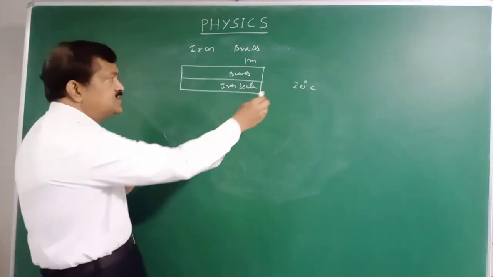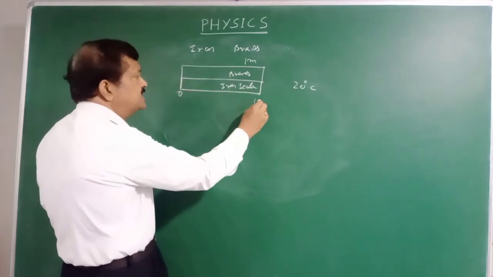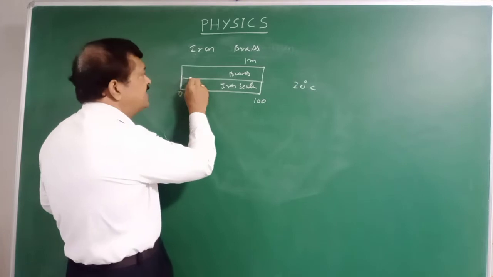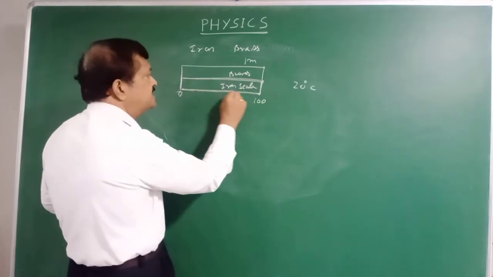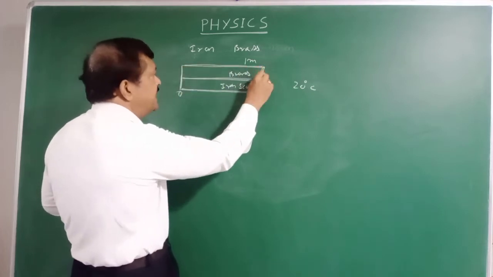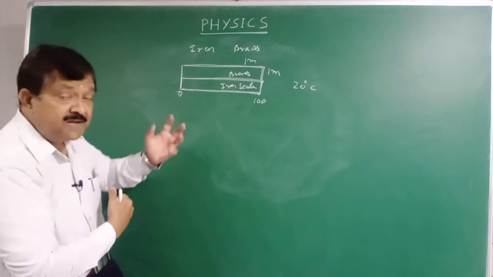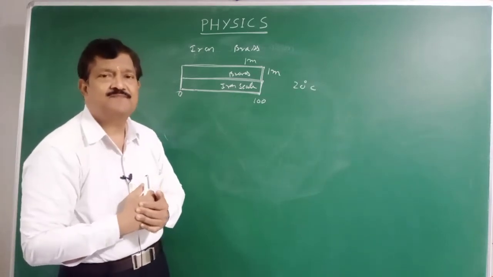Then at this 20 degrees centigrade, this iron scale, this one end is 0, this end is 100, and the length of the iron scale is 1 meter. And similarly, because both have the same length, the length of the brass scale is also 1 meter at 20 degrees centigrade. Initially they have the same length.